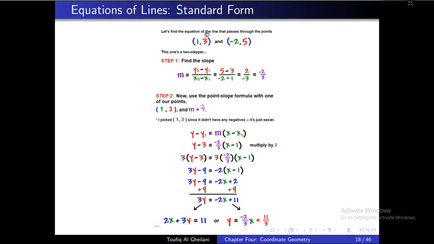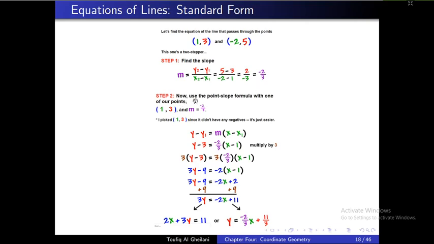Let's find the equation of the line that passes through the points 1, 3 and minus 2, 5. Step 1: find the slope, y2 minus y1 over x2 minus x1. So y2 is 5 minus y1, 3, over x2 is minus 2 minus x1, which is 1. So 5 minus 3 is 2 over minus 3. So it will give us minus 2 over 3.